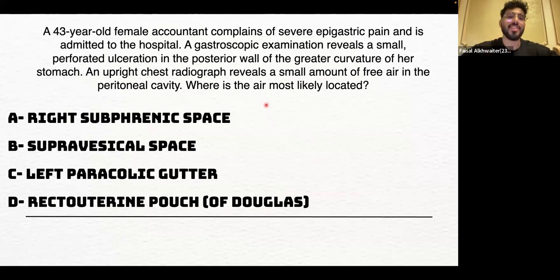So let's see this question. A 43-year-old female accountant complains of severe epigastric pain and is admitted to the hospital. A gastroscopic examination reveals a small perforated ulceration in the posterior wall of the greater curvature of her stomach. An upright chest radiograph reveals a small amount of free air in the peritoneal cavity. Where is the air most likely located? Of course some say D, but I just want you to focus on this word here, air. It's not liquid.